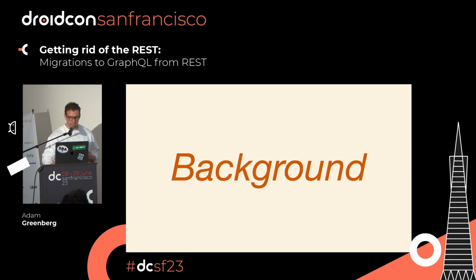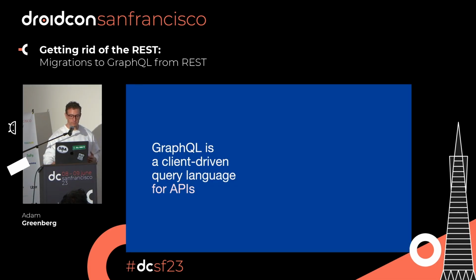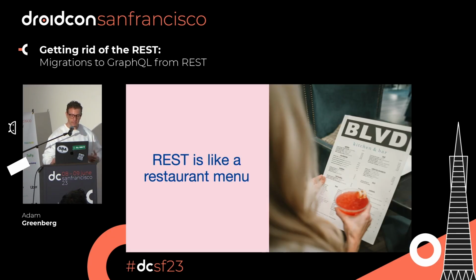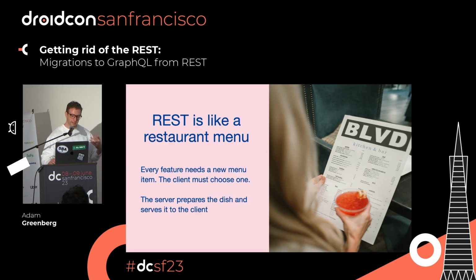So, quick background, just getting familiar with the terminology before we dive in. GraphQL is a client-driven query language for APIs. Assuming most people are familiar with it, but if you allow the comparison, REST is like a restaurant menu. Every feature is a new item on the menu. You can choose a hamburger and fries or a salad, but you get what is predetermined and pre-delivered for you.